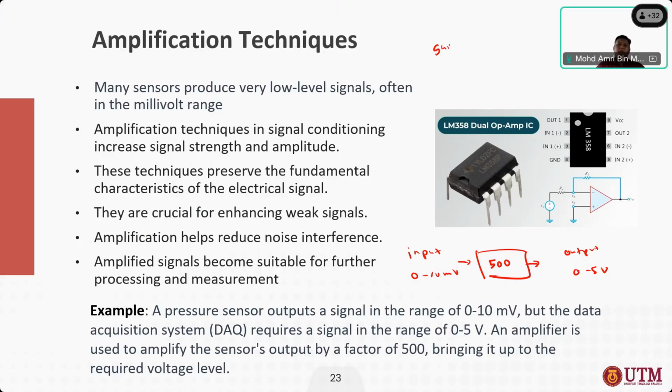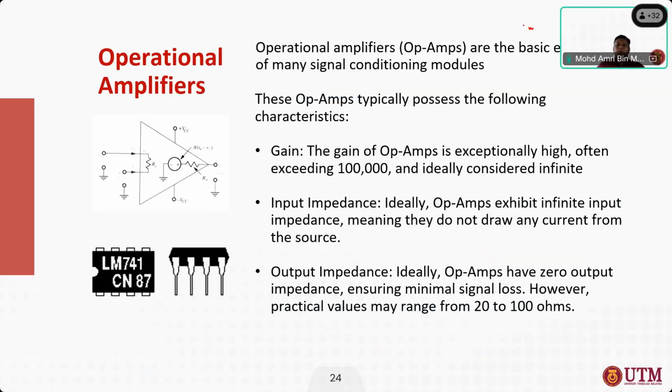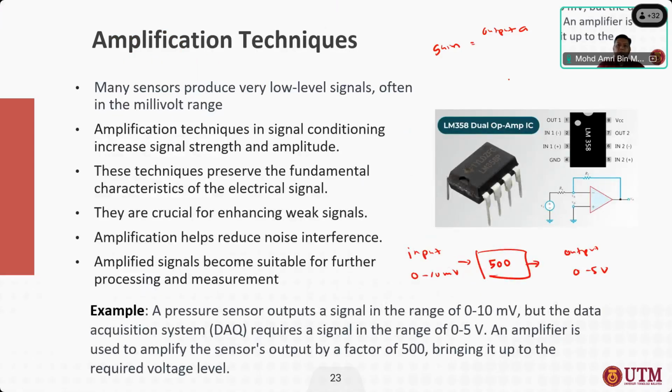So how do we get this gain? Gain is basically equal to the output amplitude divided by the input amplitude. So let's say that in this case the output is 5 volt and the maximum input is 10 millivolt, so we get 500, the gain that is required to amplify.